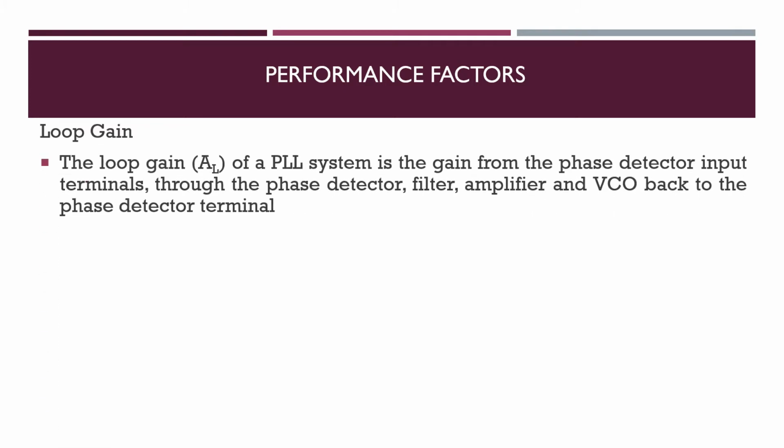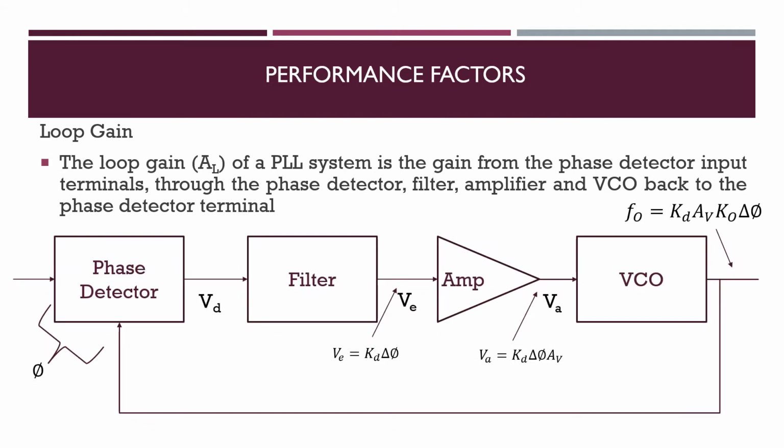The loop gain AL of a PLL system is the gain from the phase detector input terminals through the phase detector, filter, amplifier and VCO back to the phase detector. So the entire loop gain is taken from the input up to the output fed back again to the input. The important point to be noted here is that the input to the phase detector is nothing but the phase difference between the input and the output waveform, and the output of this PLL system is the output frequency or change in the frequency.